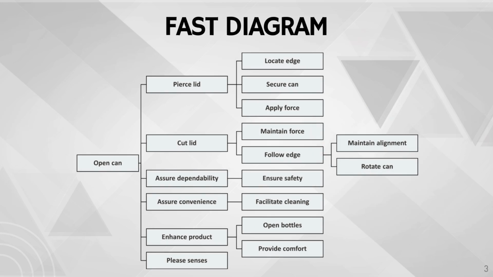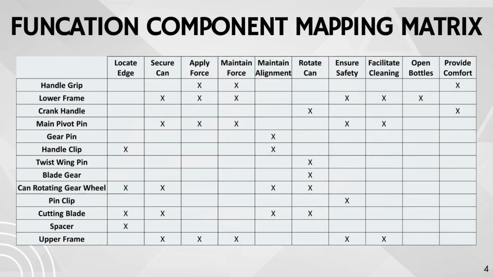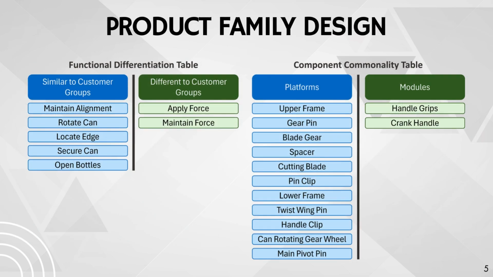opener. This slide shows the FAST diagram for this product. The FAST diagram identifies the important product functions and how they are realized by other subfunctions. This slide shows the function component mapping matrix, which illustrates which product functions are realized by which components. The defined customer groups have different product demands. Derived from the function component mapping matrix, the module components that control these functions are defined as well as the platform parts common between each variant.